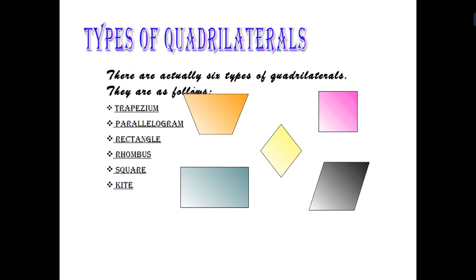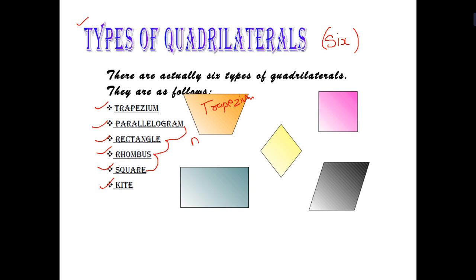Now the types of quadrilateral. There are actually 6 types: trapezium, parallelogram, rectangle, rhombus, square and kite. But all depend on the parallelogram. From the parallelogram we get the rectangle, the rhombus and the square. First we go to the definition of the trapezium. Here is the figure of a trapezium.